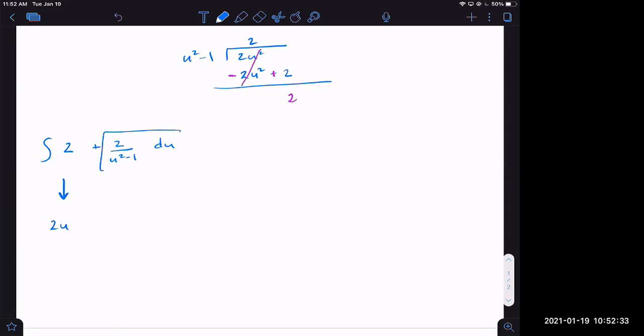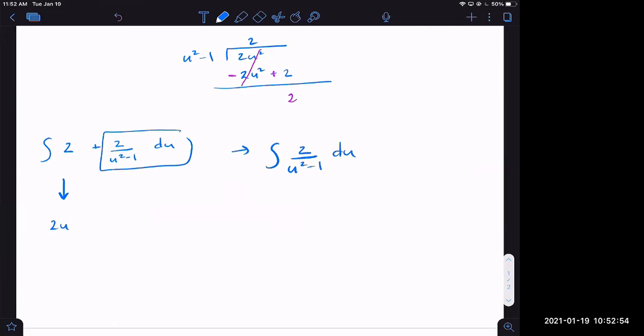So the trickier piece is this one. I need to integrate 2 over u squared minus 1. It takes yet another method of integration. What do you guys think? Would basic u sub work? I always try that first. U sub doesn't work because we don't have a u on top. What do you notice about the denominator?